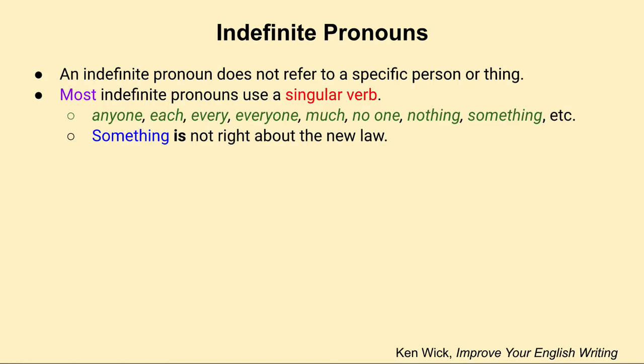So some examples. With someone or something, we use a singular verb. So, something is not right about the new law. Since this is an indefinite pronoun, it's one that takes a singular form.